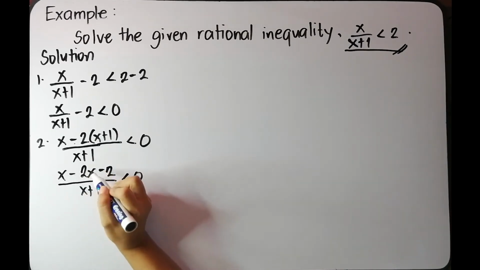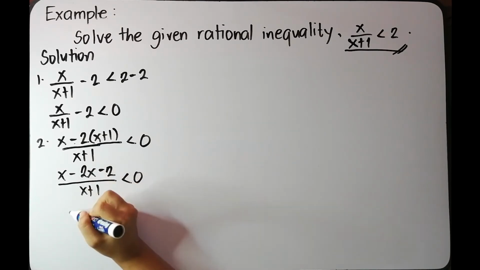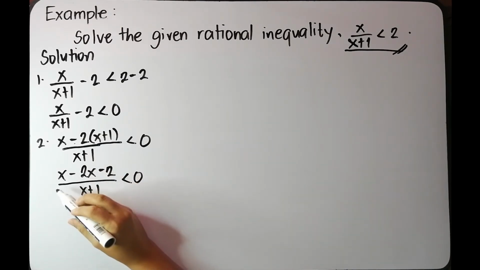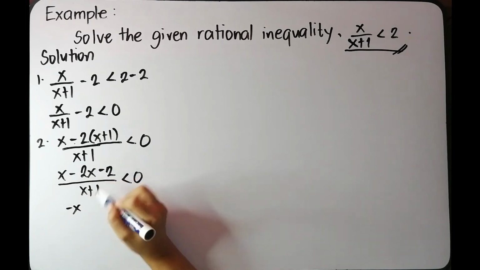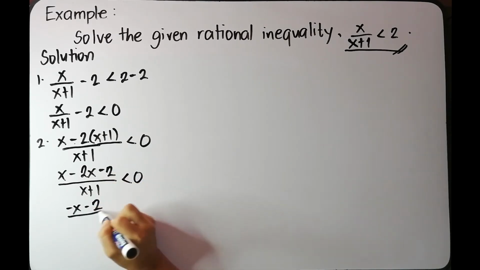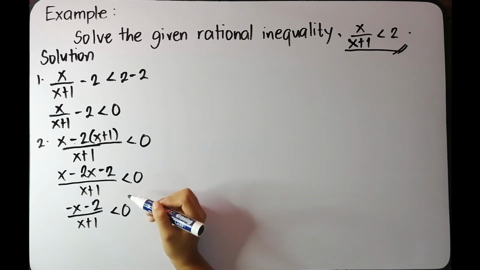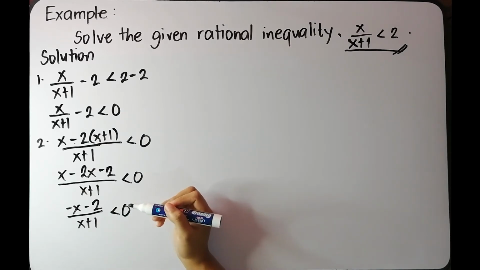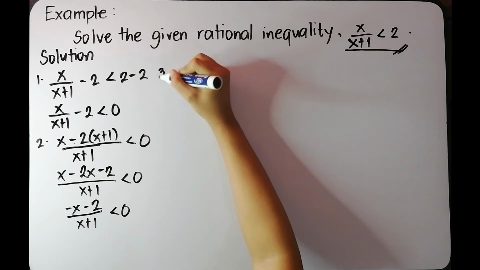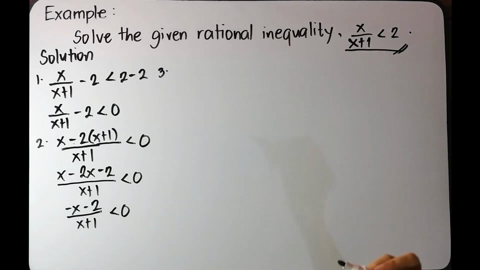So x minus 2x, rather, we have negative x. So 1 minus 2, that is negative 1. So minus 2, constant, over x plus 1, less than 0. So for the third step, we need to determine the meaningful numbers that will divide the number line to generate the intervals of the possible solutions.